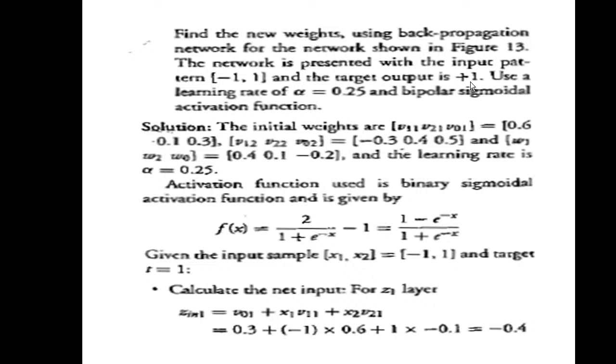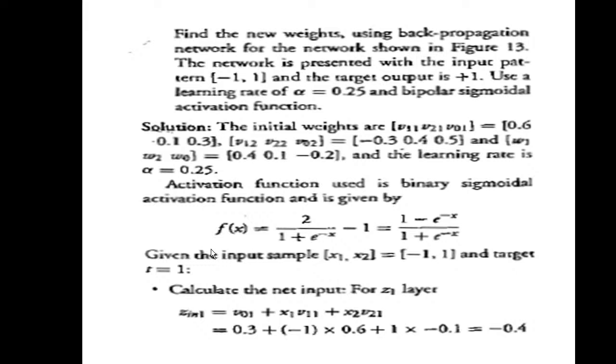Now use a learning rate of 0.25. That means this alpha is given, and this alpha is 0.25, and the bipolar sigmoidal activation function. So we have to solve this particular problem.